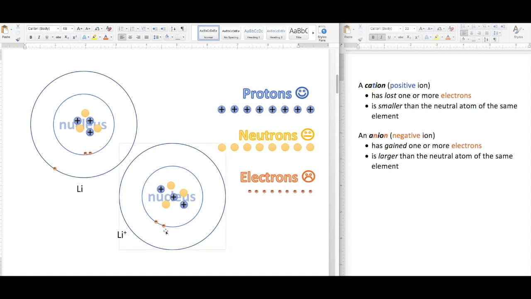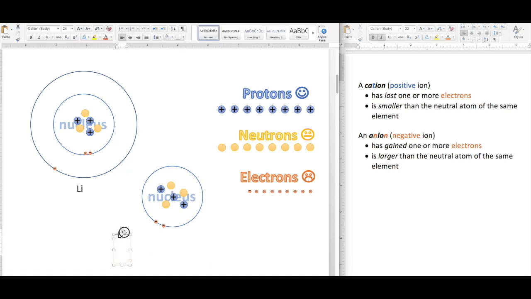But what's interesting here, and just because of the way electrons are arranged in the shells around the nucleus, the first 2 electrons go in the inner shell, and then after that, the next 8 go in the next shell out. And so when the lithium loses its 1 electron, this outer shell is now empty, and if it's not holding any electrons, it's basically not there anymore, so we can delete it. And so now you can easily see that the positively charged lithium ion, cation, is quite a bit smaller than the neutral lithium atom.